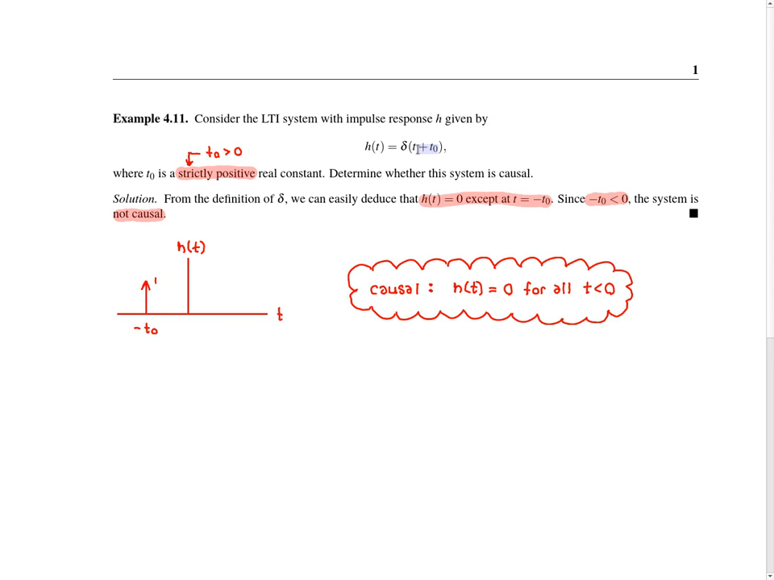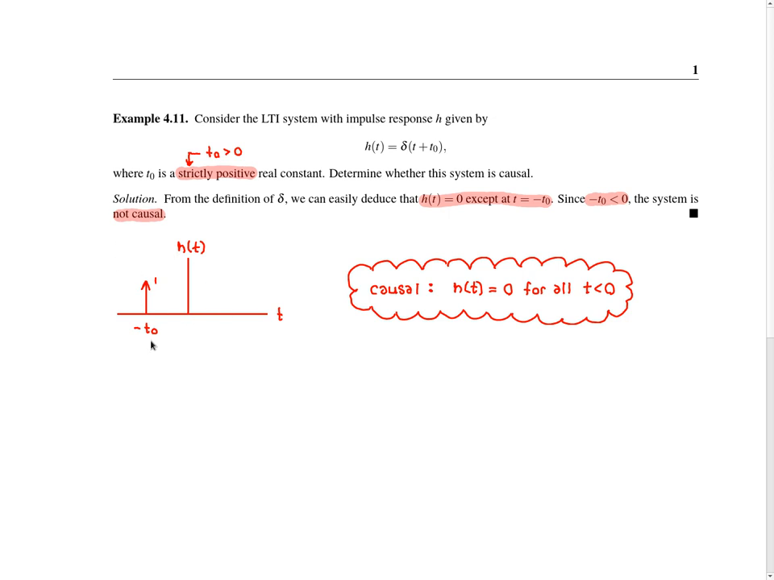The reason why is with a time shift, we have to read this time shift with the minus sign here. So this would be t minus t0. So the amount we're shifting by is minus t0. So if we were to plot this expression for h, what we're going to end up with is what's shown in this figure in the bottom left.